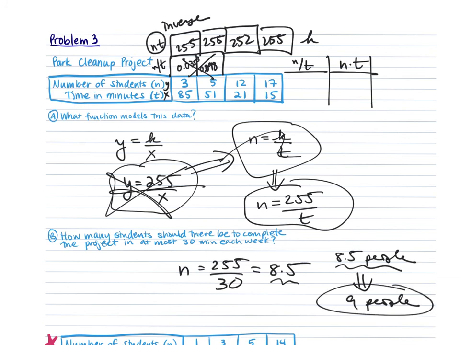Okay, and this actually wasn't a typo, right? Because this has to be exact people. So this is why this is off. And so we can just use this as a model, right? Since it's usually 255. It doesn't have to be exact, but it's modeling an inverse variation.